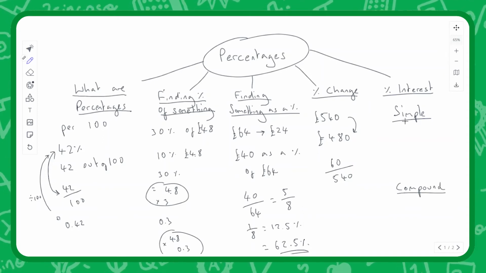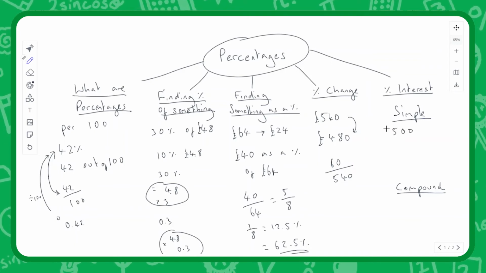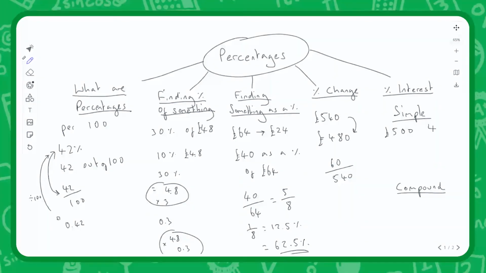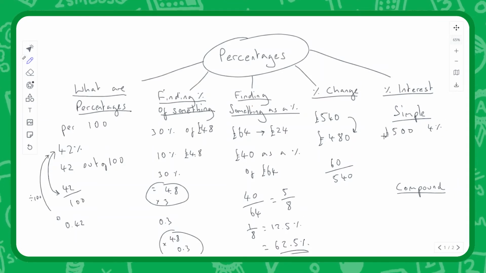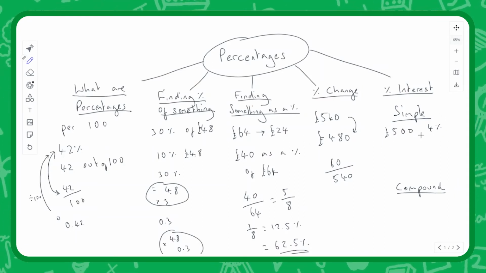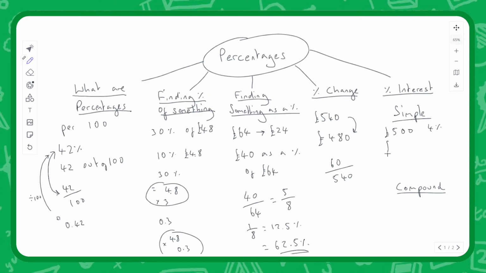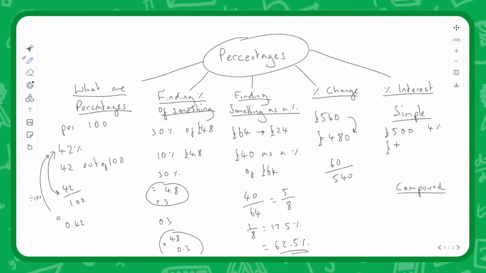Simple interest is, well, it's simple. It's very easy to calculate. Let's say we put £500 into the bank, and the bank gives us 4% simple interest per year. This is a very, very nice bank. Well, 1% of 500 is £5, so 4% will be £20. And so every year, the bank is going to put £20 into our bank.